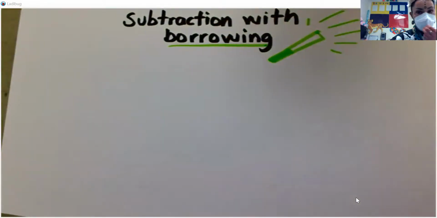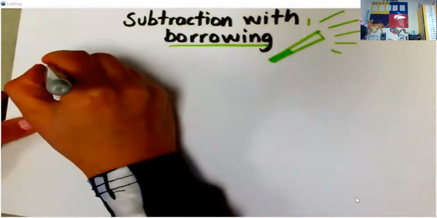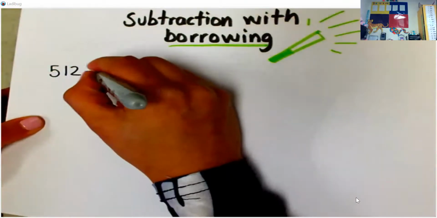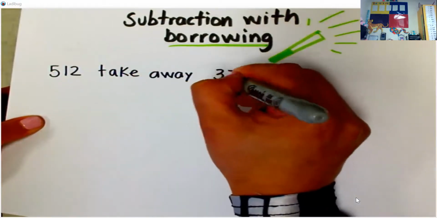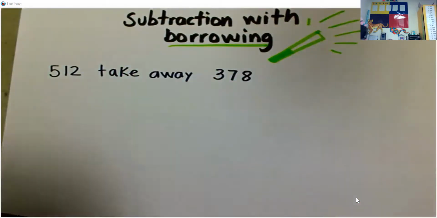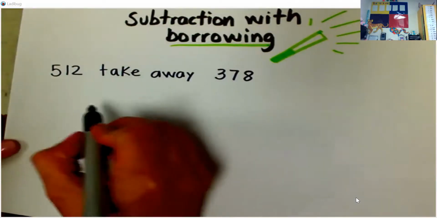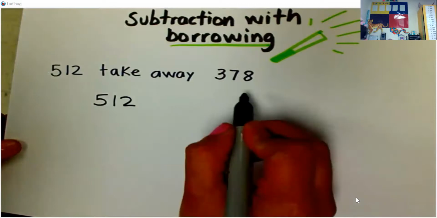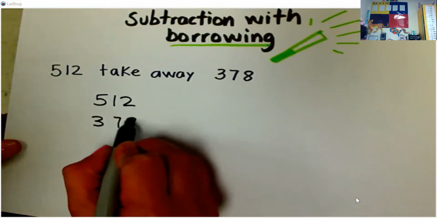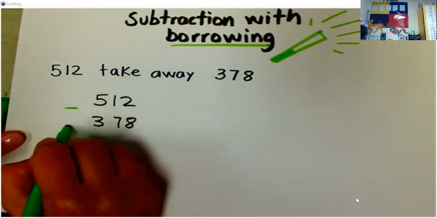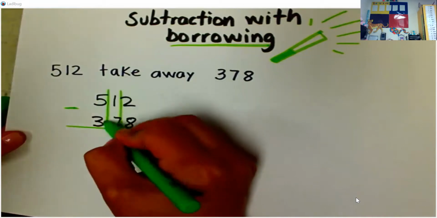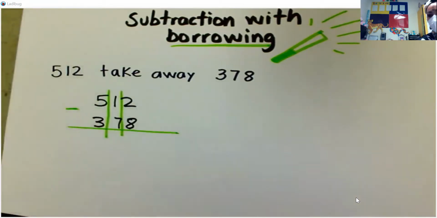So whenever I read 512 take away 378. Okay, so the first thing that you need to do is put the greatest on the top. My greatest will be 512 and the least will be 378. So remember guys that I always need to borrow and I need to use my place value in order to be able to borrow.